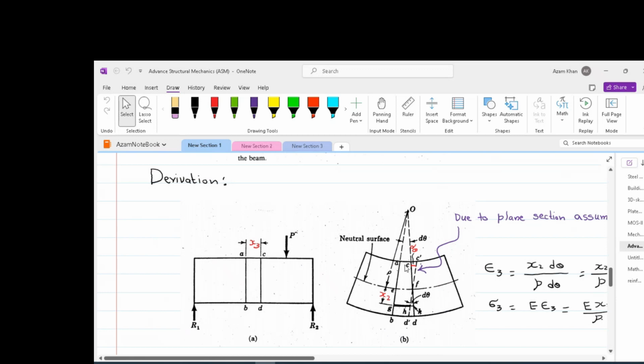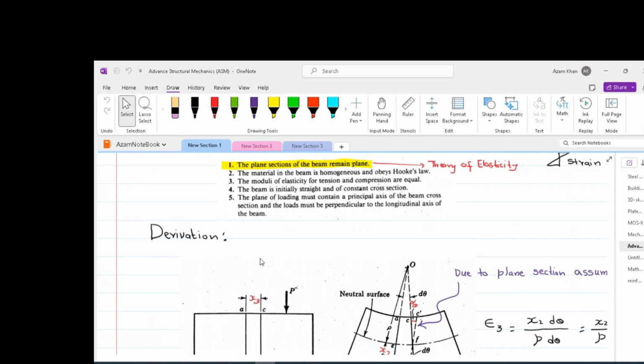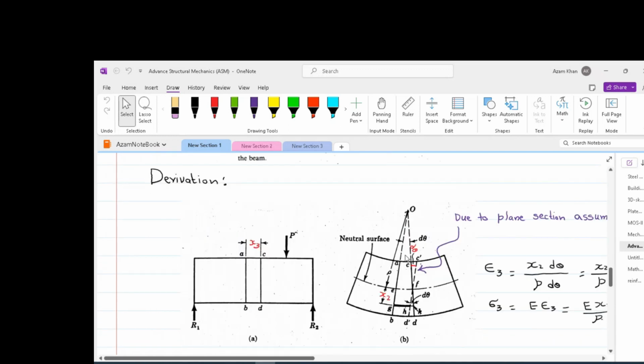This portion clearly shows that AB and CD have moved. BD has moved apart, whereas AC has moved closer after application of the load. Based on our assumption 1, AB and CD stay straight. They don't become curvy or jagged after application of the load.